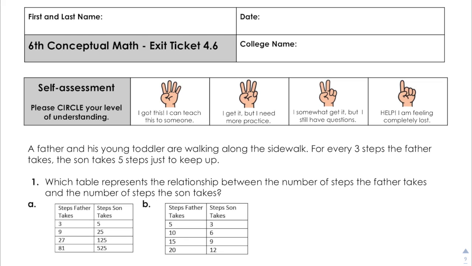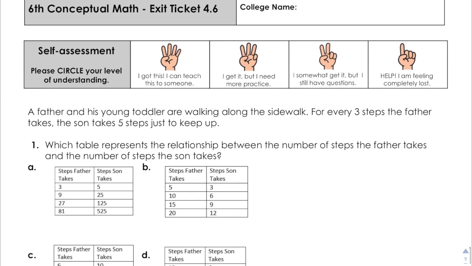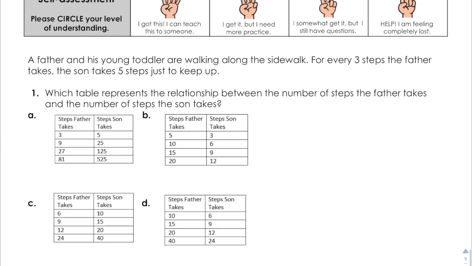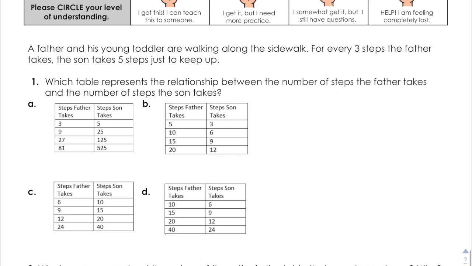Let's get started. It says, a father and his young toddler are walking along the sidewalk. For every 3 steps the father takes, the son takes 5 steps just to keep up. Which table represents the relationship between the number of steps the father and the number of steps the son takes?